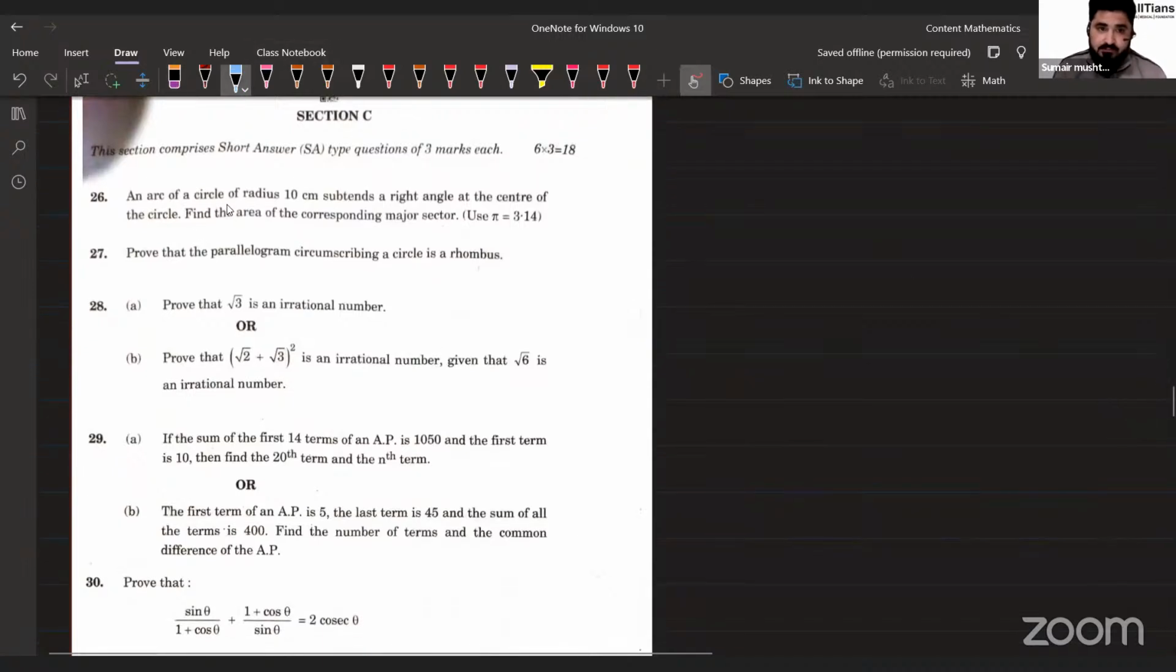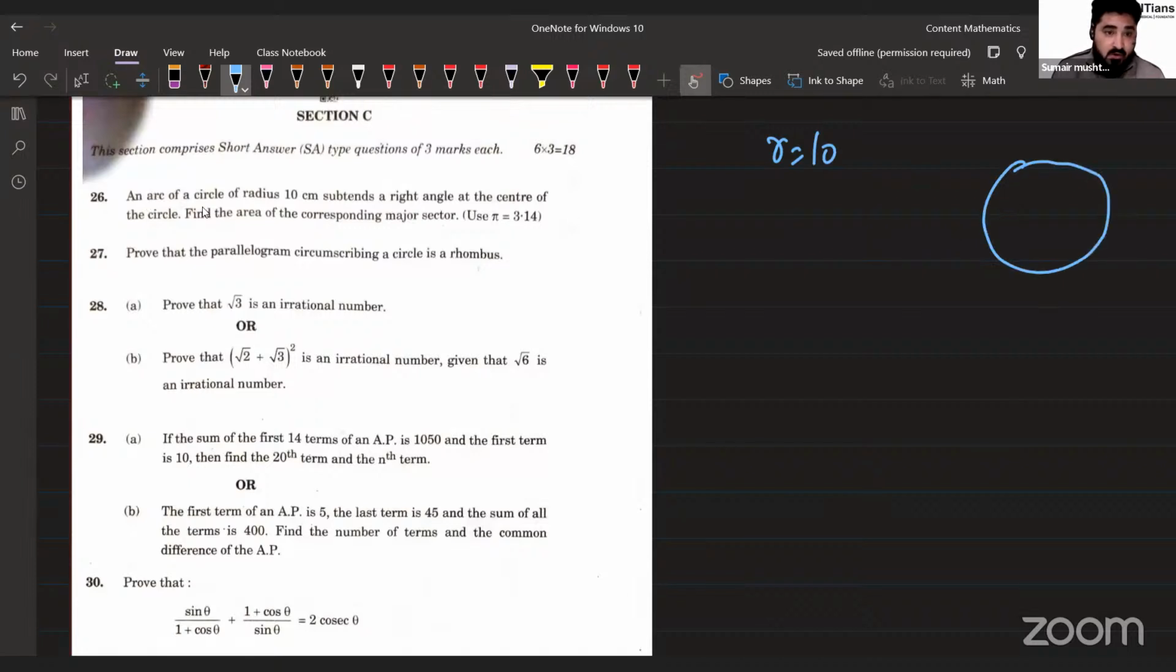An arc of a circle of radius 10 centimeters subtends the right angle at the center. So the radius is 10 centimeters, and it is subtending the right angle at the center.